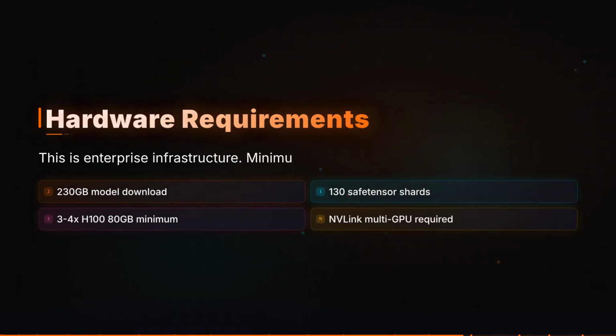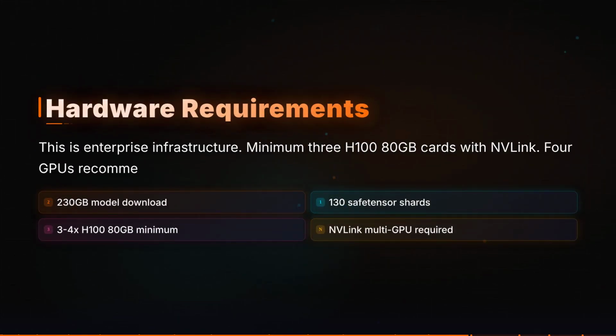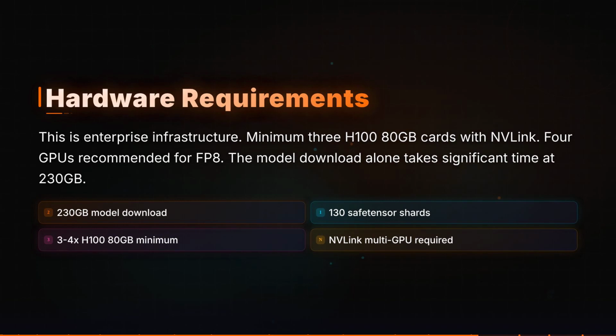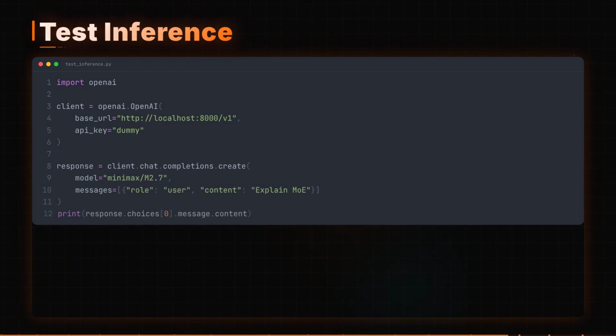Let me be clear about the requirements. This is enterprise infrastructure. Minimum 3 H180 GB cards with NVLink. 4 GPUs recommended for FP8. The model download alone is 230 gigabytes across 130 safe tensor shards. This is not weekend project territory. Once it's running, you can test inference via Python or curl. Use the OpenAI compatible API endpoint pointed at localhost port 8000 and send your requests. The model responds with the same quality you'd expect from a top-tier closed API.